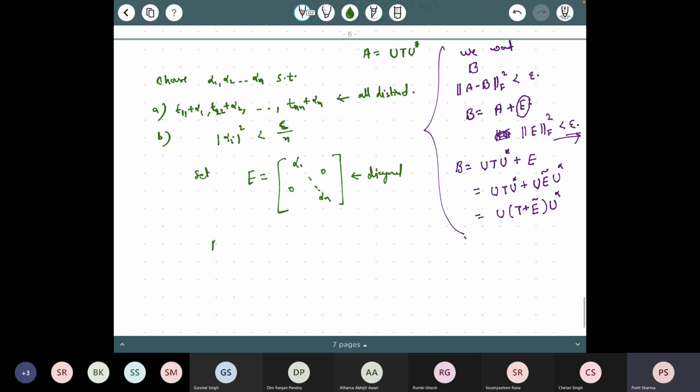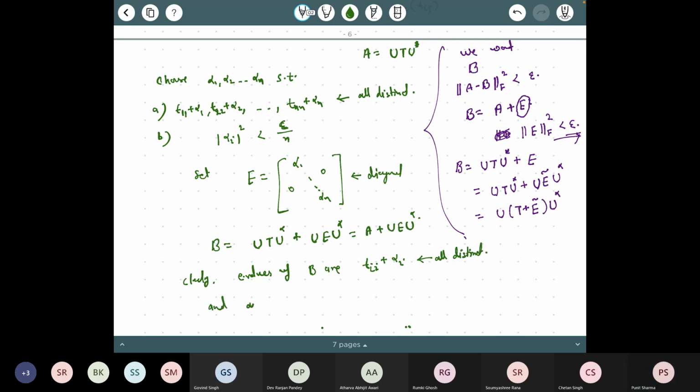Okay, so you consider now your B as UTU star plus UEU star, which is just A plus UEU star. Now clearly the eigenvalues of B are nothing but t_ii plus alpha_i. They are all distinct. So B has distinct eigenvalues.